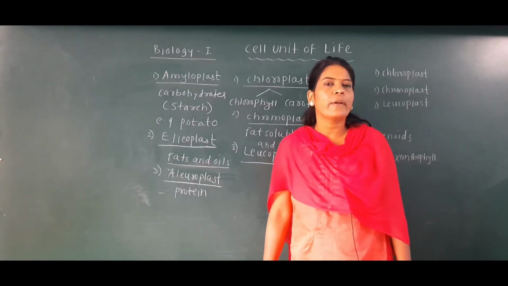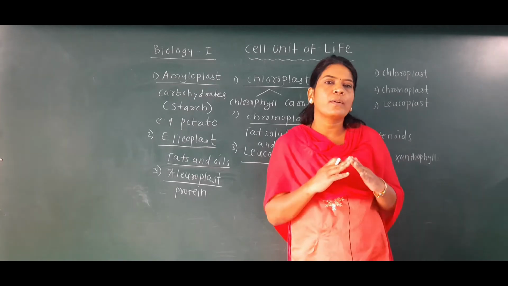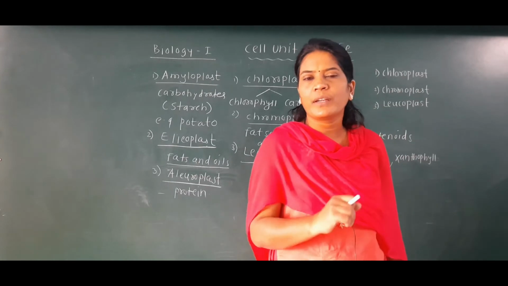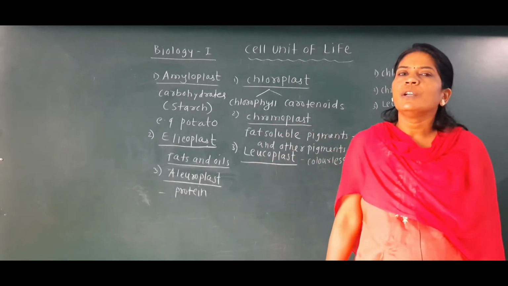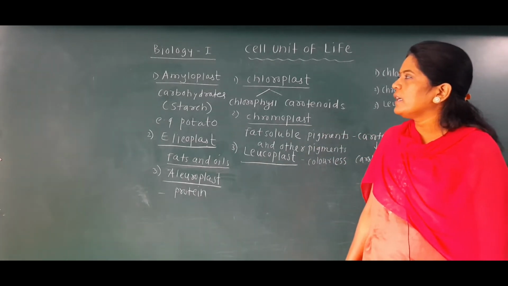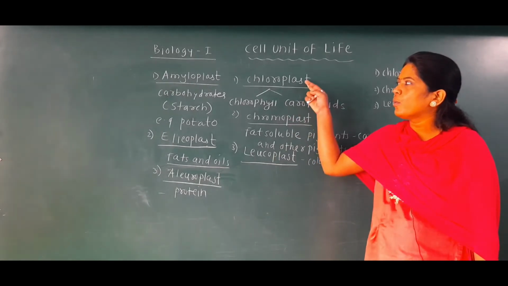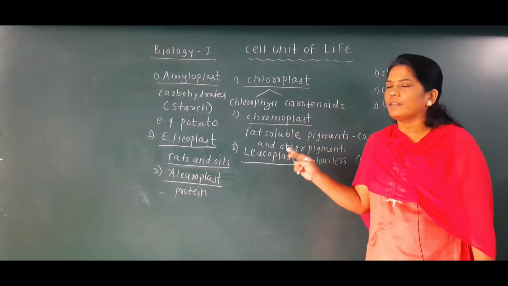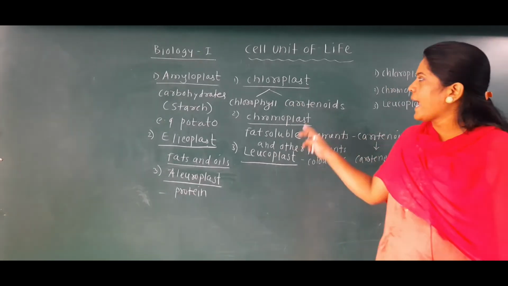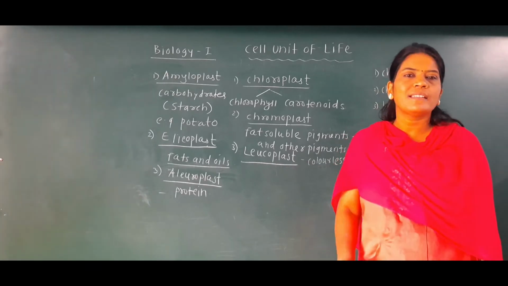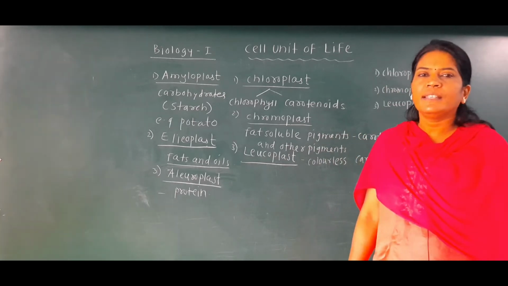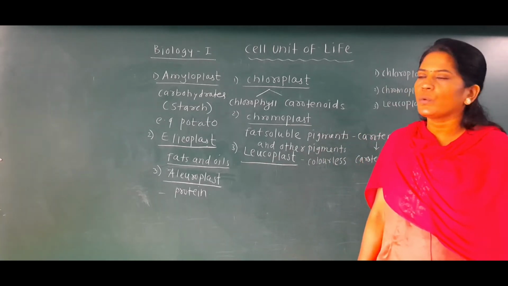What we have seen up to this point is that the plastid is an important cell organelle present in plants and eukaryotes. It contains different types of pigments, and according to the pigments present, plastids are of three types: chloroplast, chromoplast and leucoplast. In chloroplast, two types of pigments are there: chlorophyll and carotenoids. These pigments are essential for trapping light energy and converting it into chemical energy. That process is called photosynthesis.